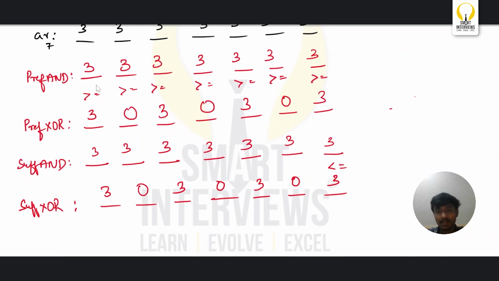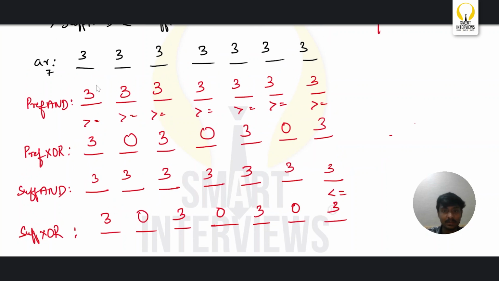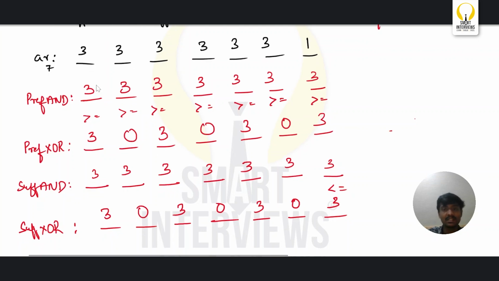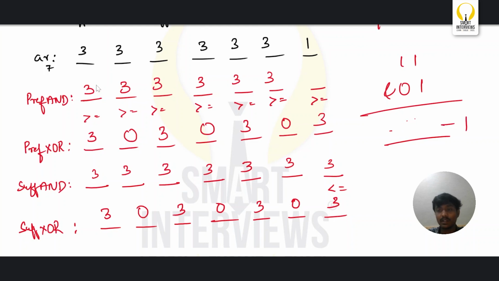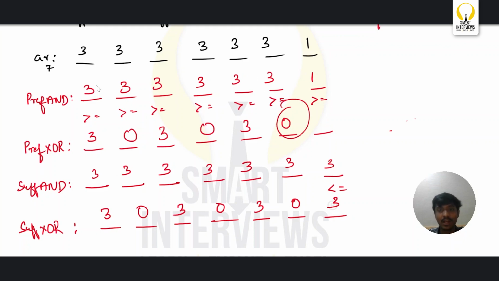Okay. Now what I will do is I'll just change this value to 1. Now what happens to prefix and? Till this point it is 3, that is nothing but 1 and 1. Now we are going to do and with 1. So you are going to get 1, right? So you'll have 1 here. Sorry, you have 0 here.